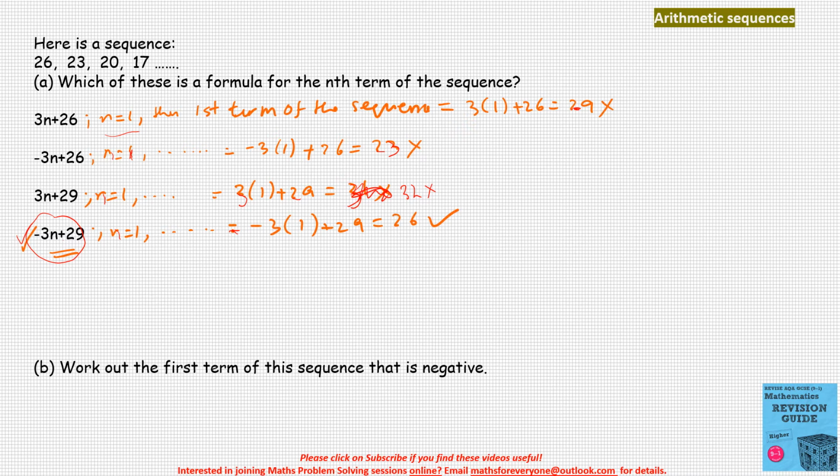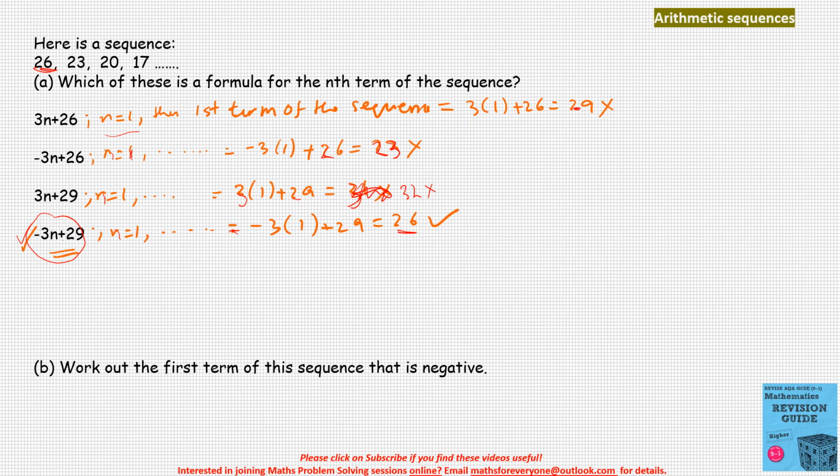Okay, so no, it's not 23. Yeah, it is, isn't it? Sorry, minus 3. Yeah, that is 23. Sorry about that. So 26 minus 3 is 23, and the next one is plus, so 29 plus 3 is 32. Okay, and then minus 3n plus 29, when you put n equals 1, you get 26, which is the first term of the sequence, which matches 26, so that's correct.